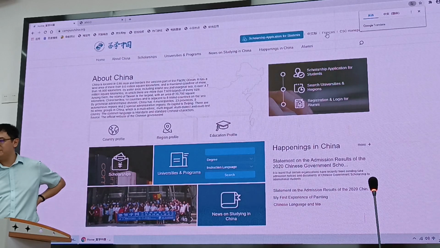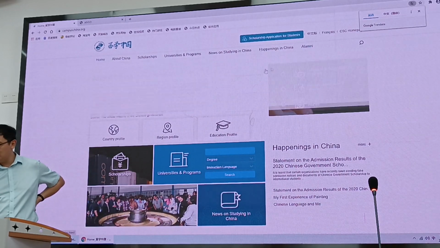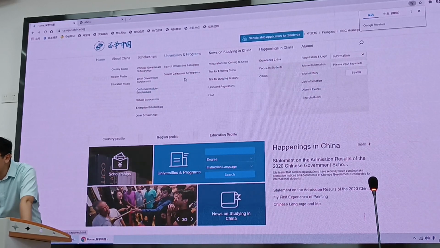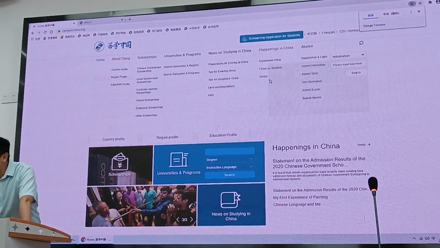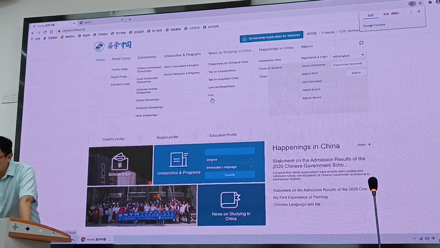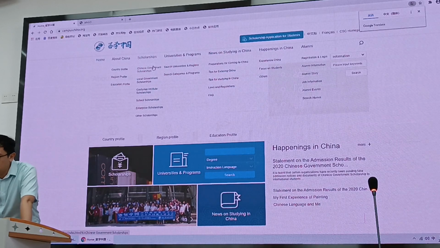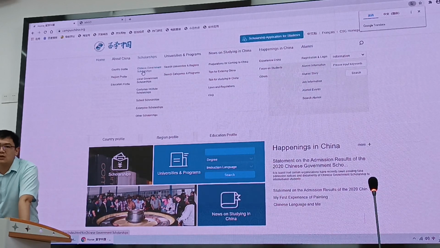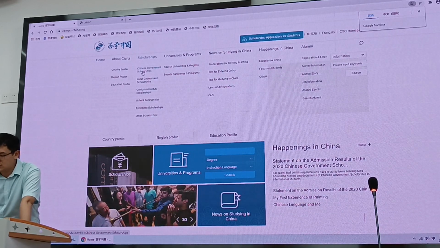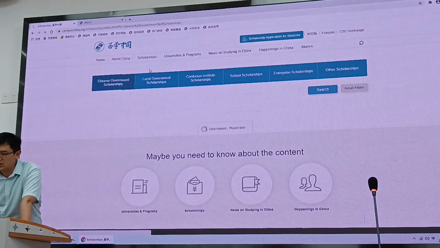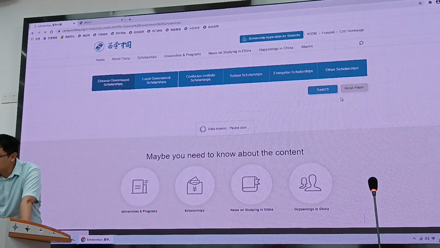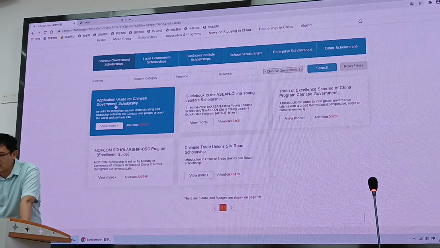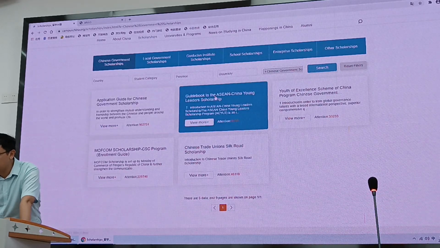And they have a webpage. Here are some university programs, and also some news. So for me, if I would like to invite some students, the primary funding source will come from here. That is the China Government Scholarship, and you can search for different kinds of courses, the application guide for the governmental scholarship and the guidebook for ASEAN.